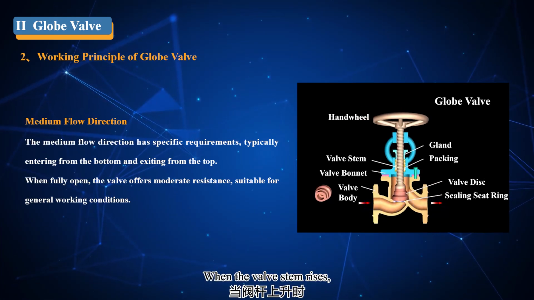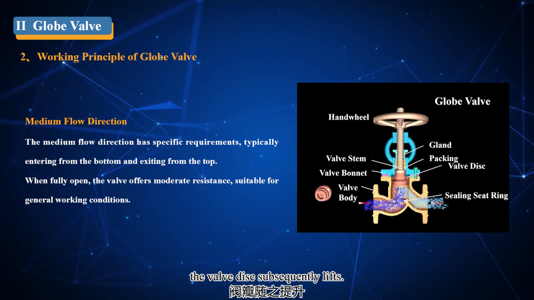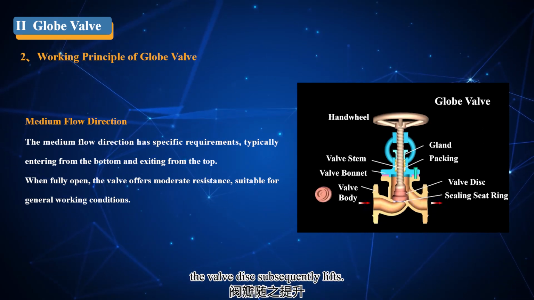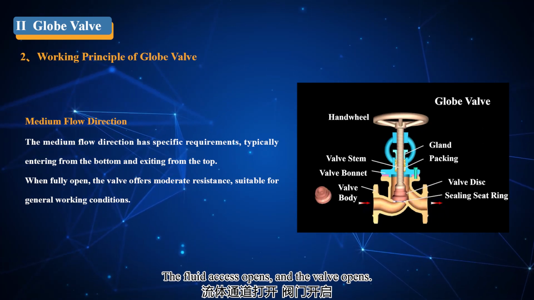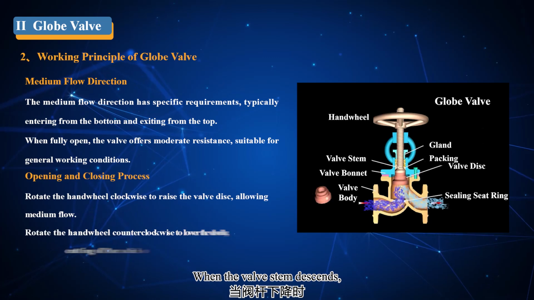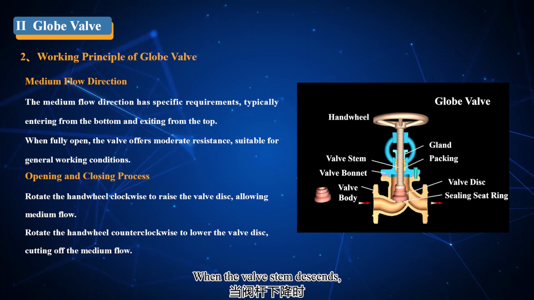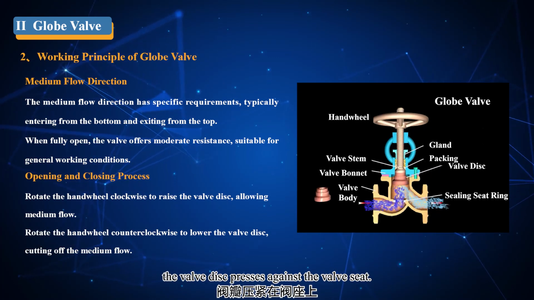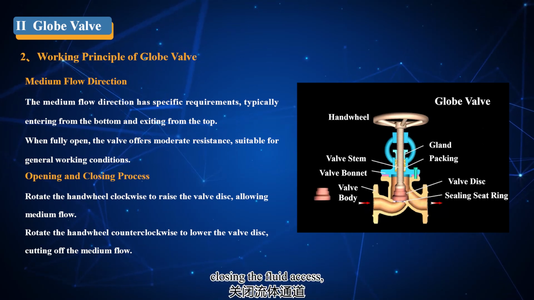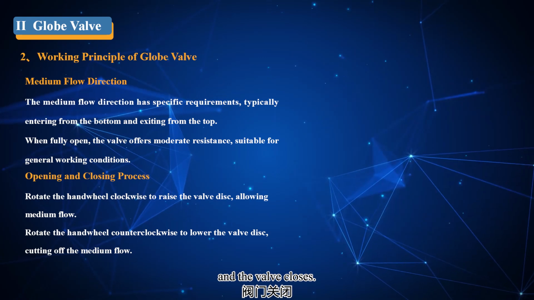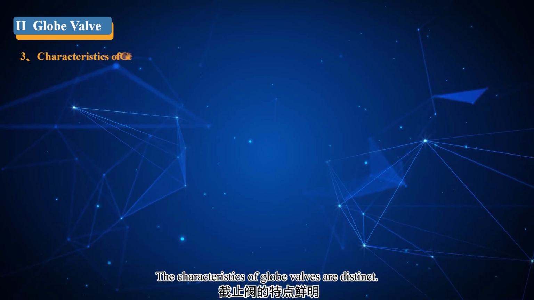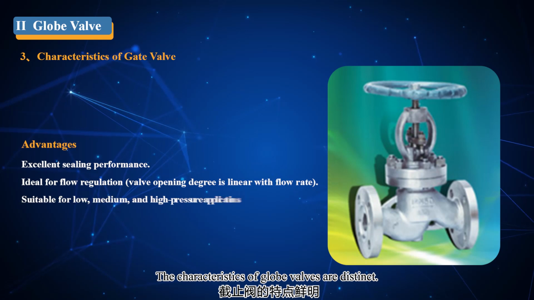When the valve stem rises, the valve disc subsequently lifts, the fluid access opens, and the valve opens. When the valve stem descends, the valve disc presses against the valve seat, closing the fluid access, and the valve closes. The characteristics of globe valves are distinct.